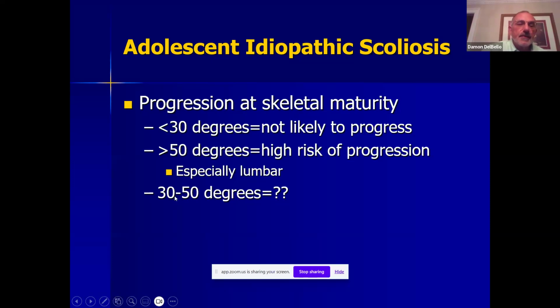So it's these 30 to 40 degree curves that become a little bit gray as far as whether they're going to progress or not. So we do a lot of watching and observation in this age group to determine which curves are progressive and need treatment.